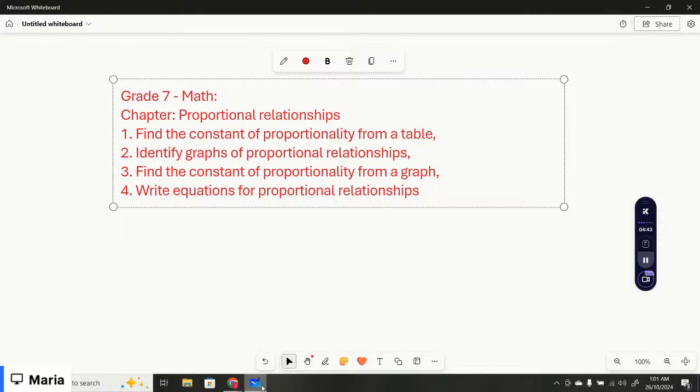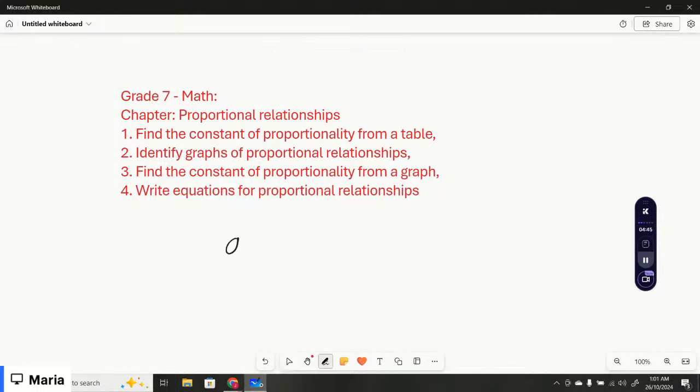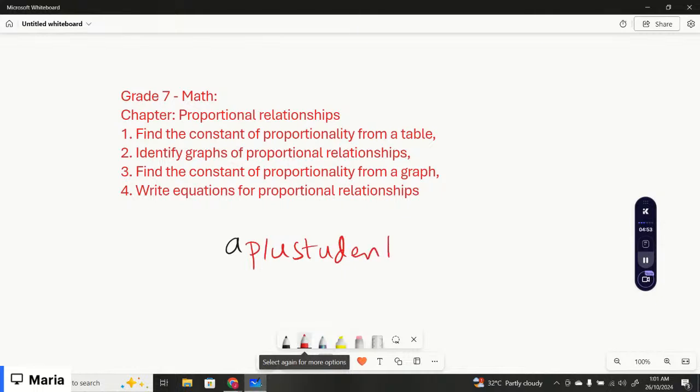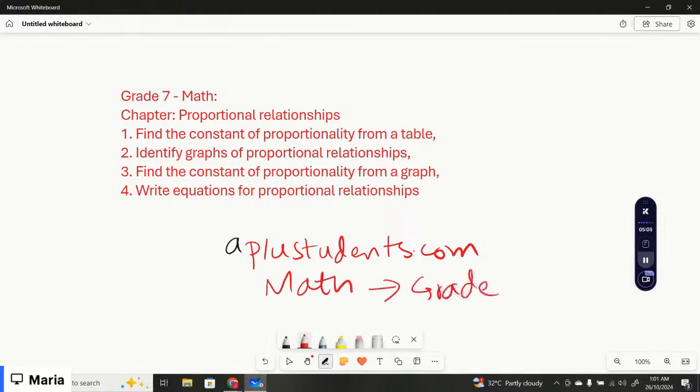You can find all the lessons on aplusstudents.com. You have to log in there using your email address and password as provided by the administrator. Then you have to select math from the subject tab. Scroll down to grade 7 math and then click on view.